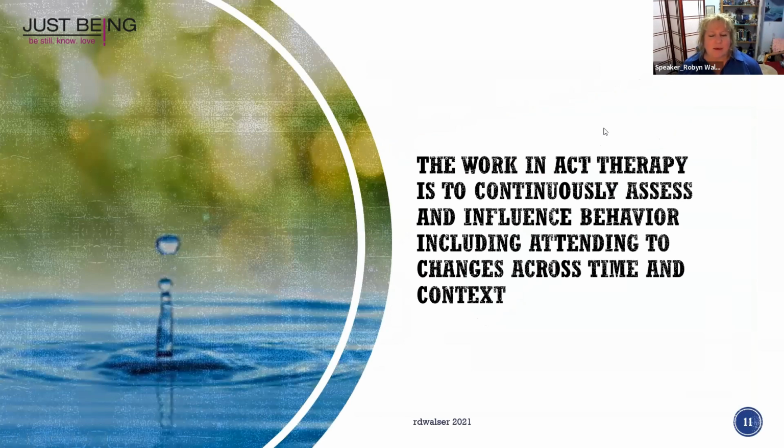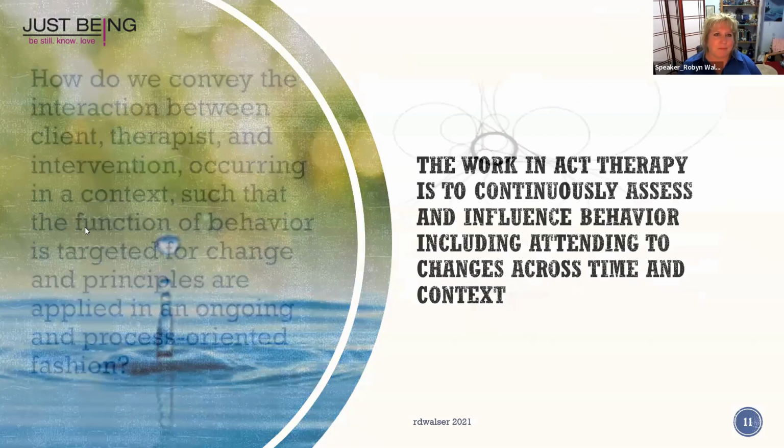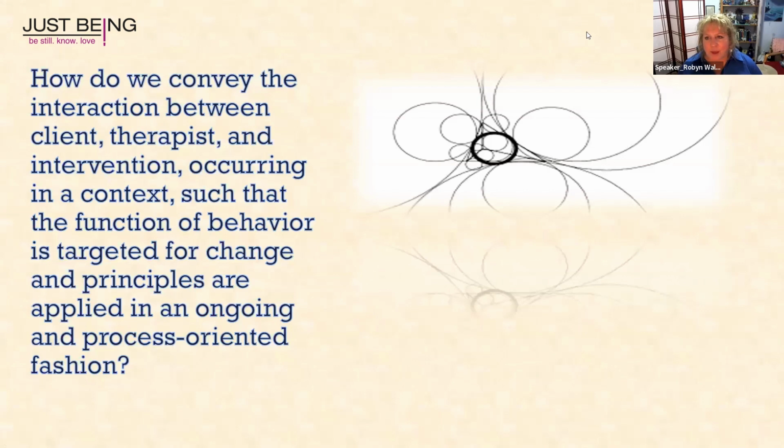So if I could summarize, the work in ACT therapy is to continuously assess and influence behavior, including attending to changes across time and context, using the 6 core processes. So it sort of gives us a broad sense of what's happening inside of the therapy room. And if I were going to put into a question what it is that we want to be doing in therapy, it's this kind of complicated question from an ACT perspective. And I'm just going to read the question directly. How do we convey the interaction between client, therapist, and intervention occurring in a context such that the function of behavior is targeted for change and principles are applied in an ongoing and process-oriented fashion?